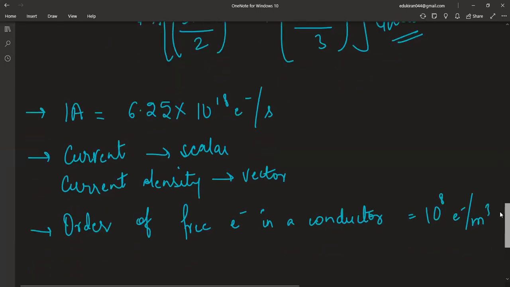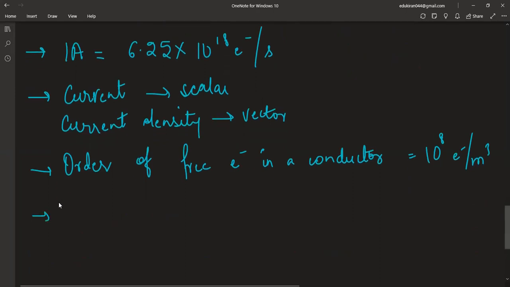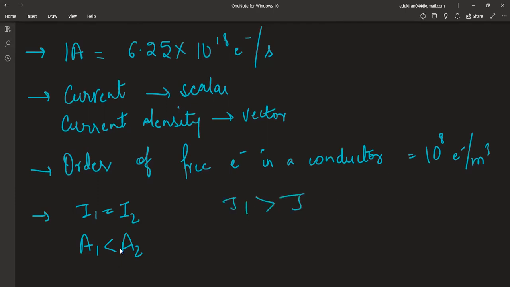Then the next thing that I have already discussed in the class: the current through two cross sections will remain constant, even though one area is bigger and the other area is small. What will happen to current density? Current density will be greater in the smaller area, because current density is inversely proportional to area. That's why if A2 is greater, J2 will be lesser.